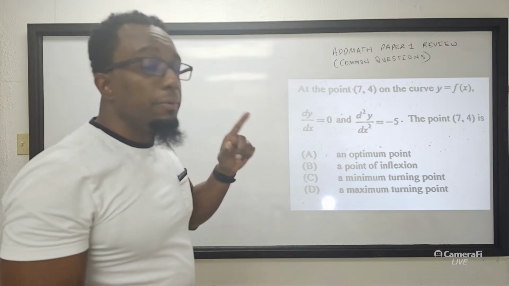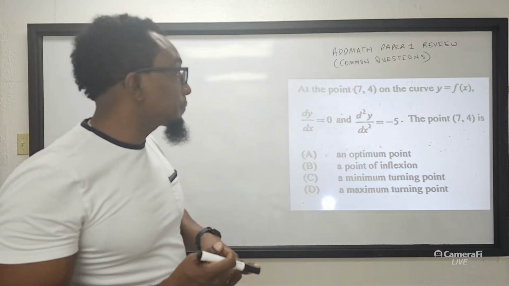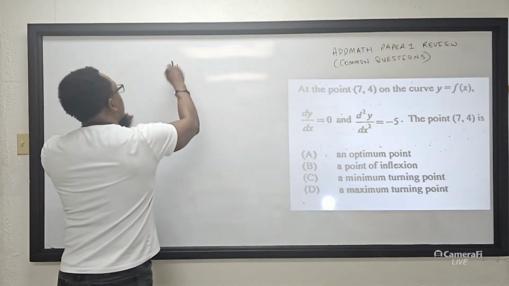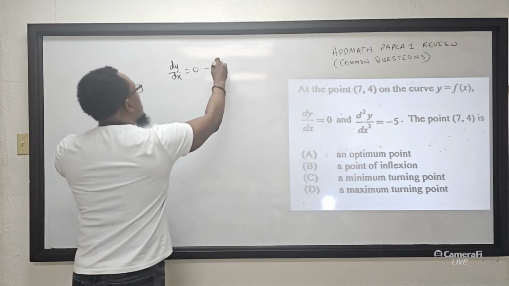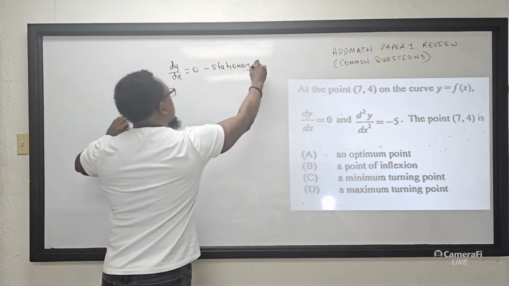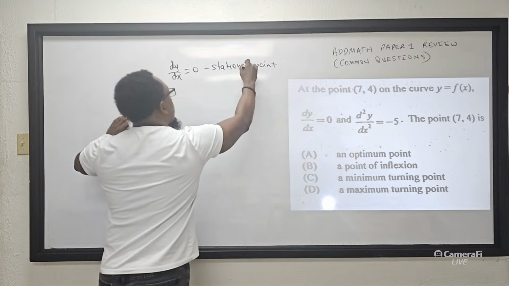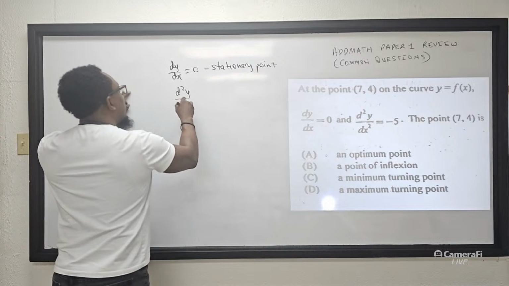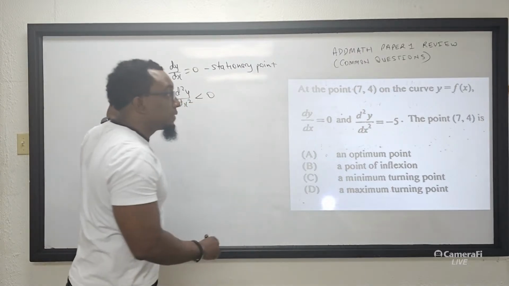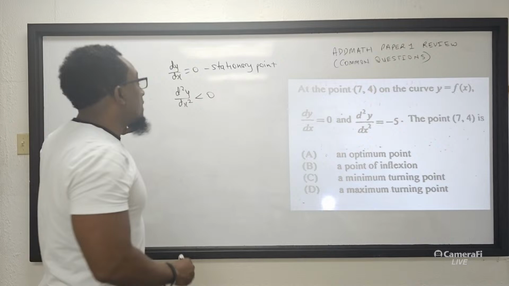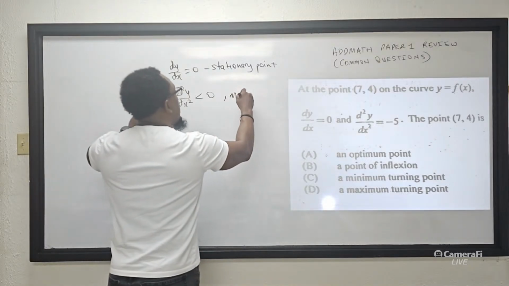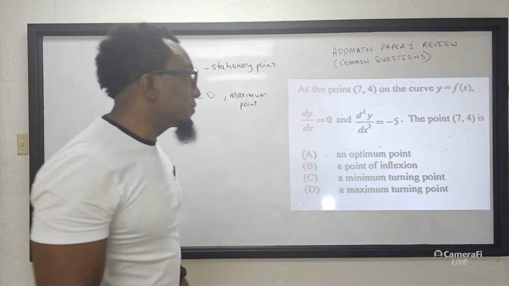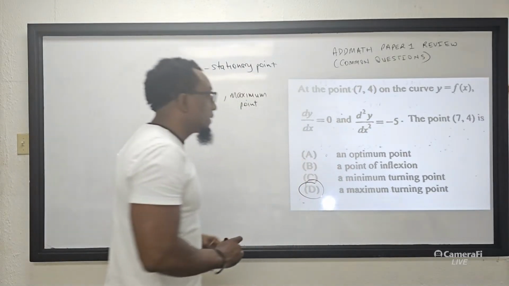So if it's a stationary or turning point, it could be maximum, it could be minimum. Good? So anytime you know dy over dx is equal to 0, it's a stationary point. And when the second derivative is less than 0, you see it's negative 5, that will always tell us it's a maximum point. So anytime the second derivative is less than 0, it is a maximum point. Whose answer there is D.